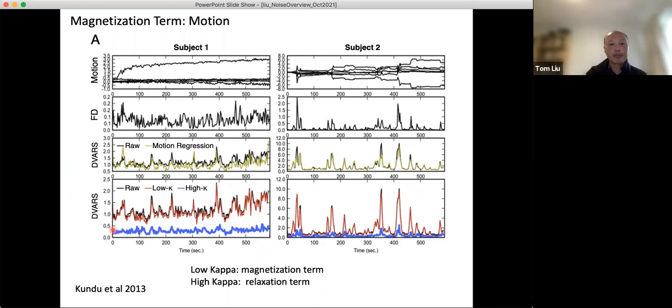And then if you look at a high kappa term here, which is a relaxation term, it's really not affected by this motion. Similarly here, you have the DVARS and the low kappa term tracking each other fairly well, and the high kappa term is fairly independent of motion. So this has two implications. One, it shows you that you can use these magnetization terms to really track your motion. And the other is that this is also a really good approach for denoising motion, because you can just get rid of these low kappa terms and you're left with the changes in the relaxation terms.